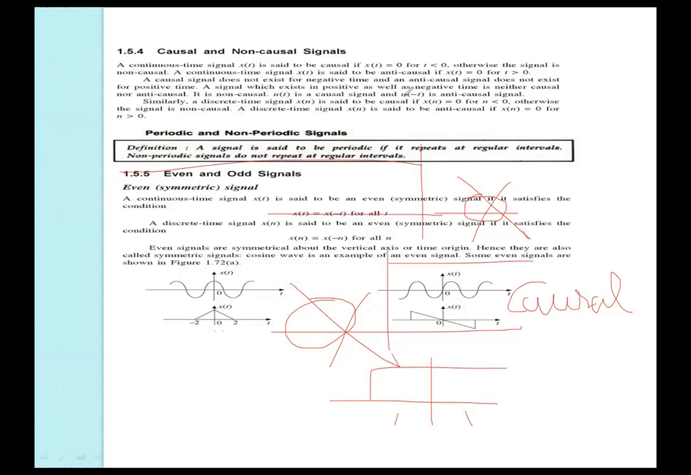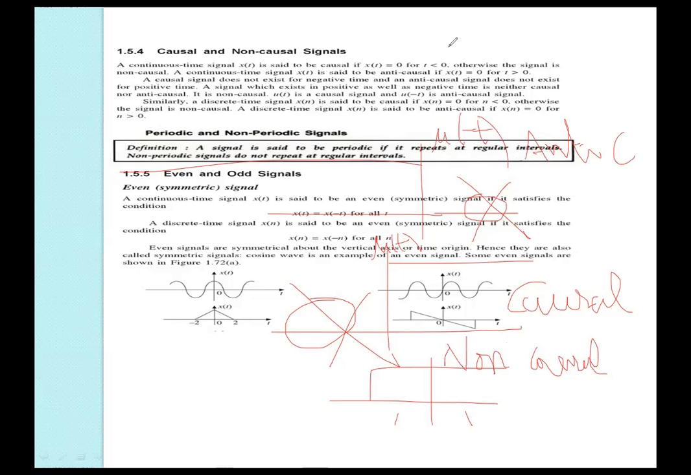V of t is a causal signal and V of minus t is a non-causal. What I draw here, V of t is a causal signal, and this u of minus t is an anti-causal signal. Combining the negative values and the positive values gives a non-causal signal. This is non-causal, and this graph is representing anti-causal.